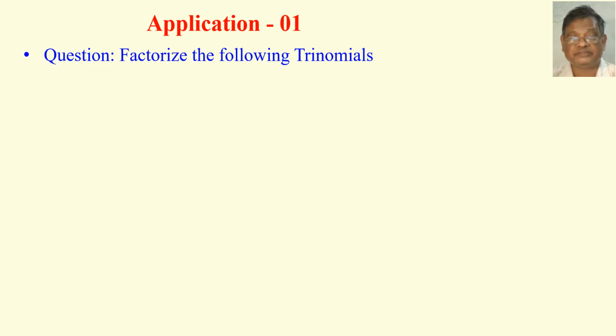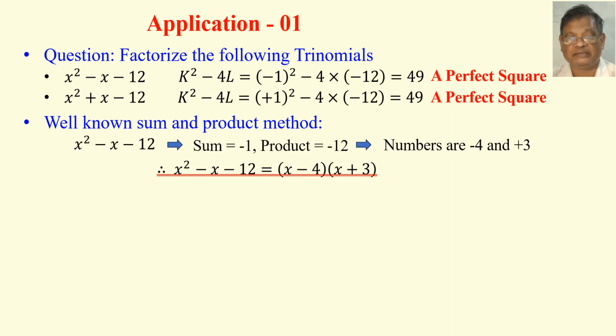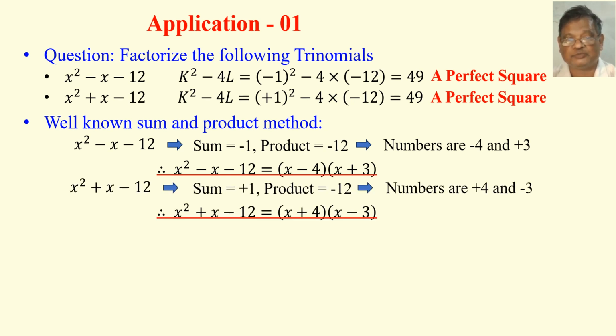Applications. Question: factorize the following trinomials: x squared minus x minus 12 and x squared plus x minus 12. In the calculation of k squared minus 4l, in both instances, we obtain a perfect square. The well-known sum and product method would yield x squared minus x minus 12 is equal to x minus 4 into x plus 3, and x squared plus x minus 12 is equal to x plus 4 into x minus 3.